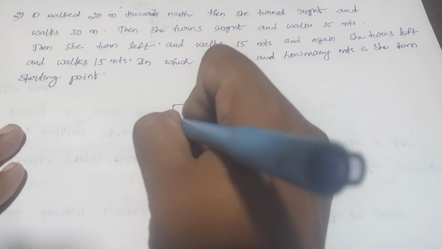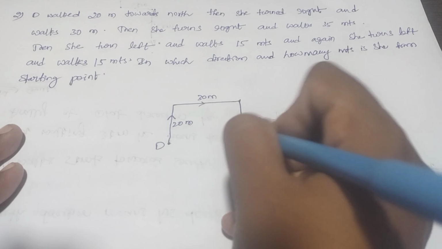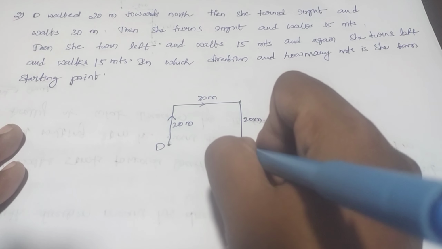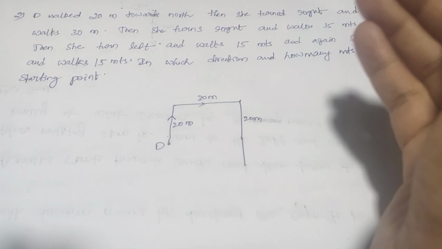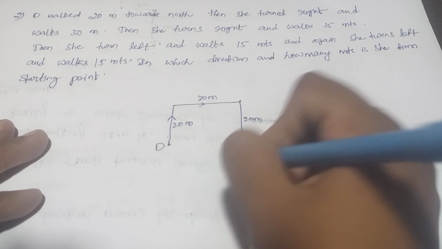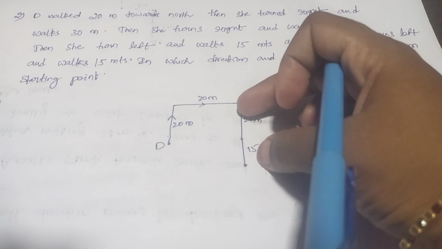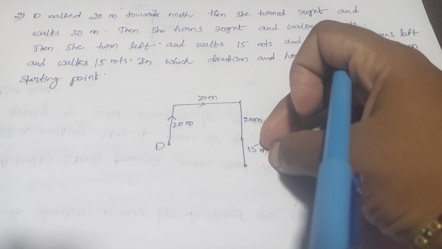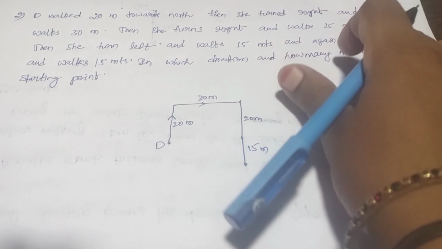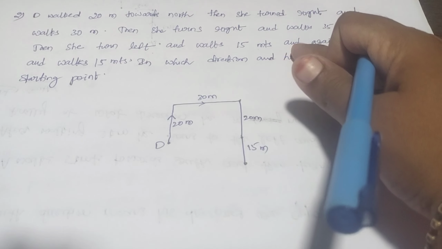From here to here it's 20 meters. Okay. And then again 15 meters we have to take. Why? Because it's 35 meters. 15 meters. Okay. This total distance is 20 plus 15, 35. Okay. 35 meters. Then she turned left and walks 15 meters.